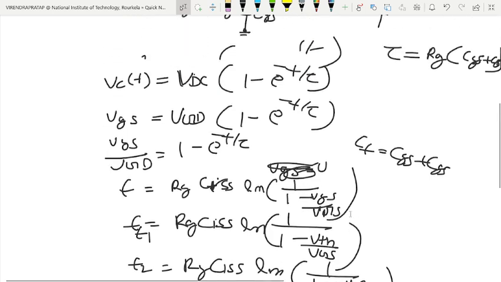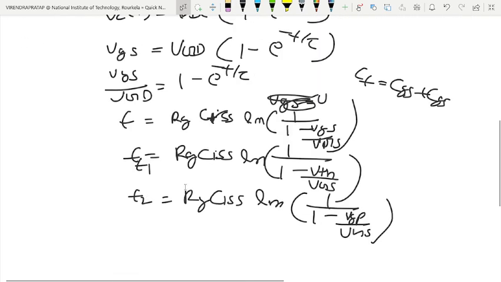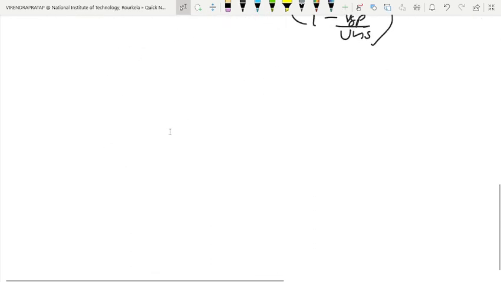Because of this, the VGS value is getting to the value here. This is... we can easily find out delay time and rise time. Basically, I am going to explain the basics of these turn-on characteristics. I will explain here.